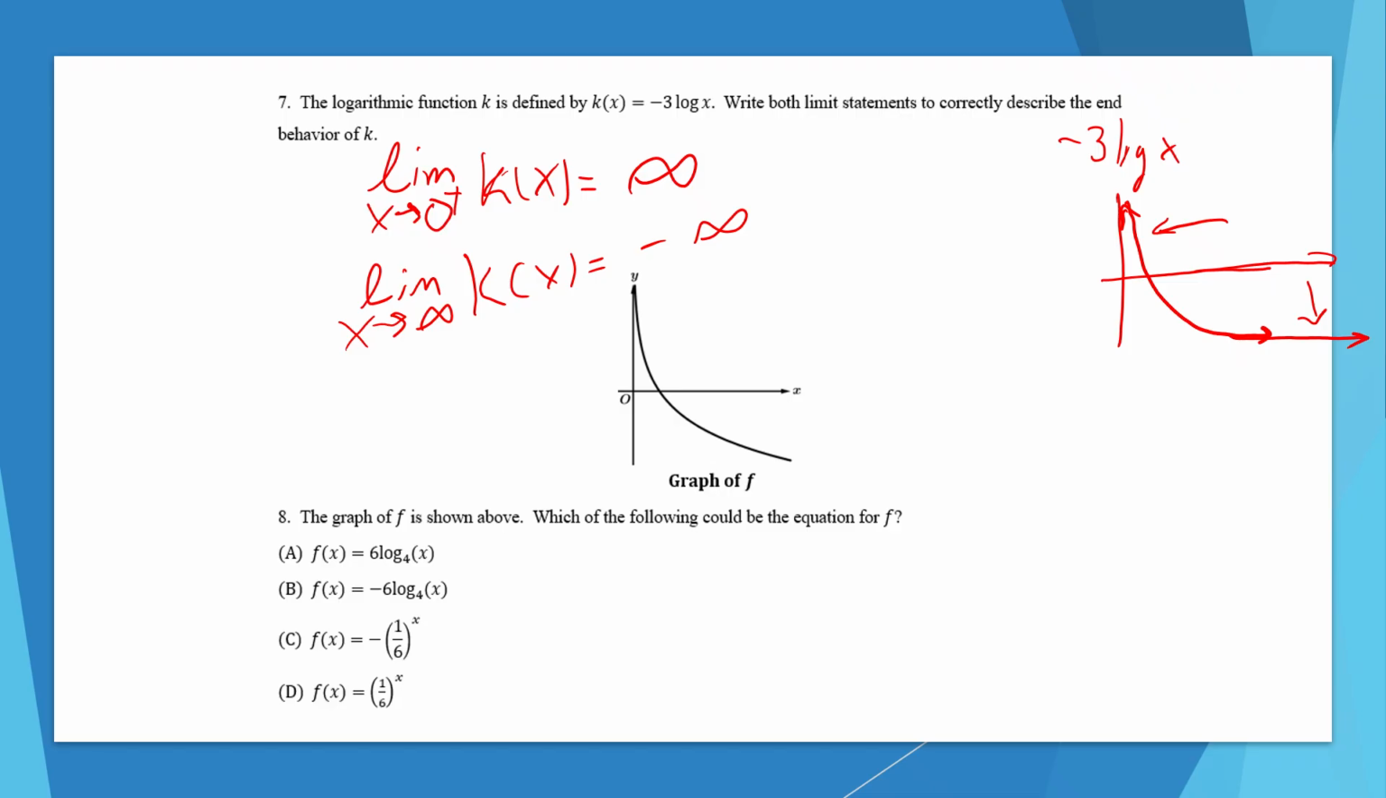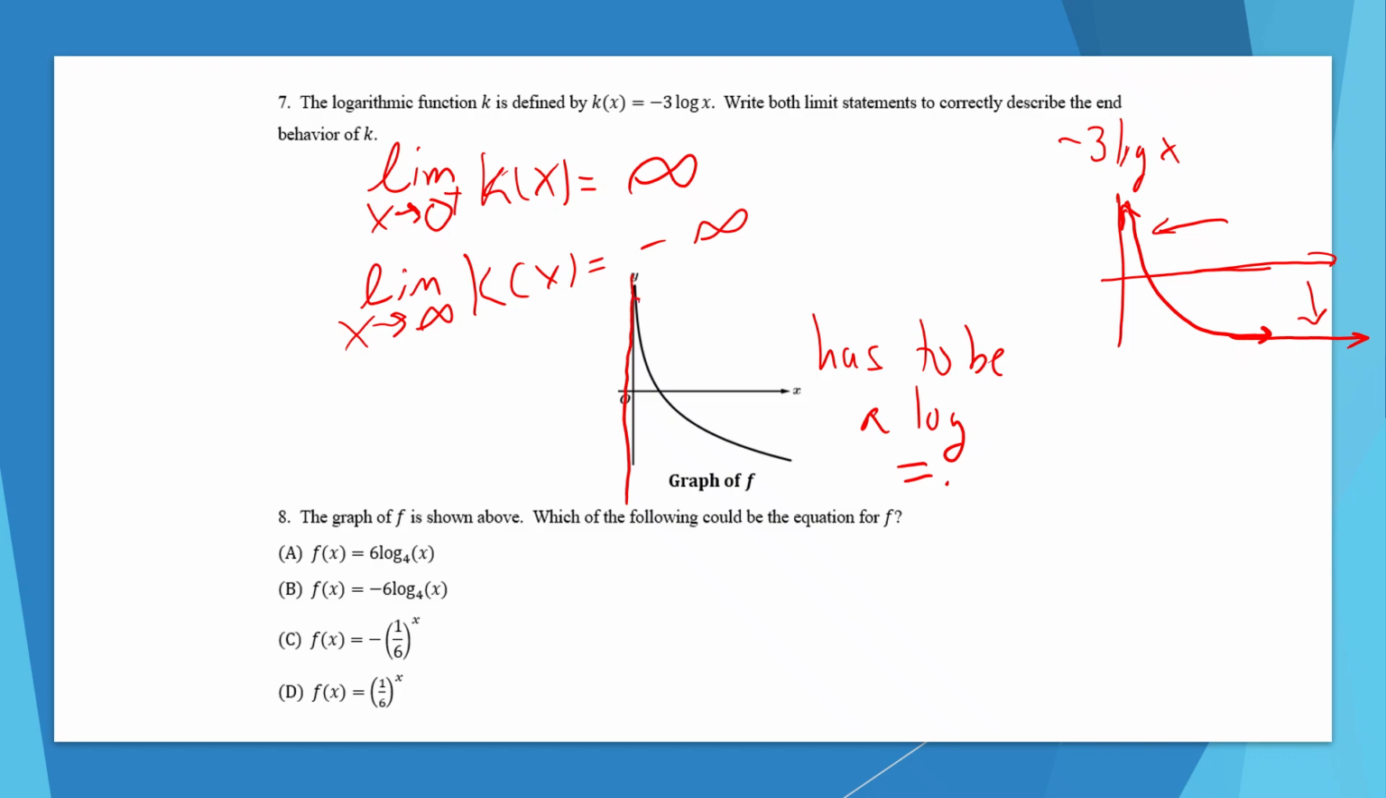For number 8, the graph of f is shown below. Which of the following could be the equation? This is pretty easy as well. We see it's cut off by the y-axis, right? So that means it has to be a log. If it was not cut off by the y-axis, then it would span past it and it would be exponential. But in this case, it's logarithmic.